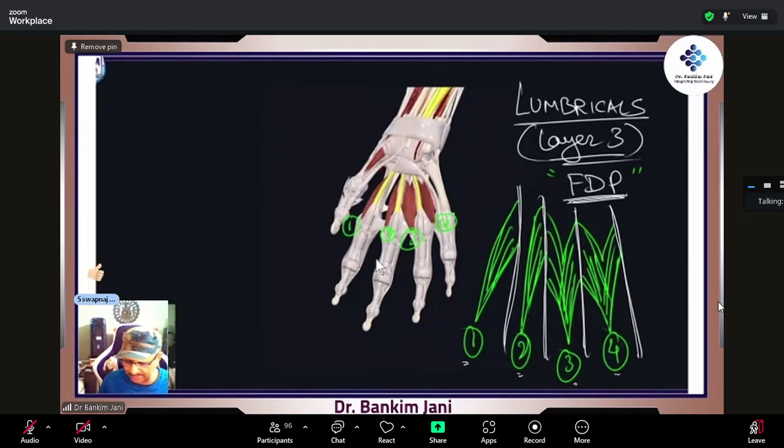So this first and second lumbrical, they are unipinnate, right? Unipinnate, because they are emerging only from one side. This 3 and 4, they are bipinnate. So that's how they are. 1 and 2 unipinnate, 3 and 4 are bipinnate. But all of them are attached to all these tendons which are of flexor digitorum profundus.